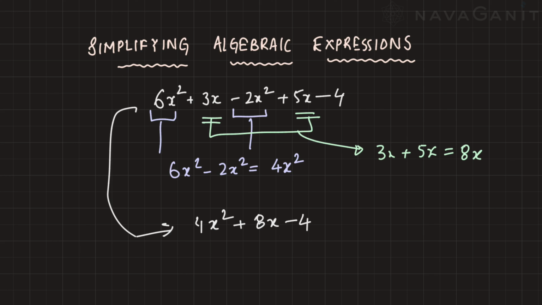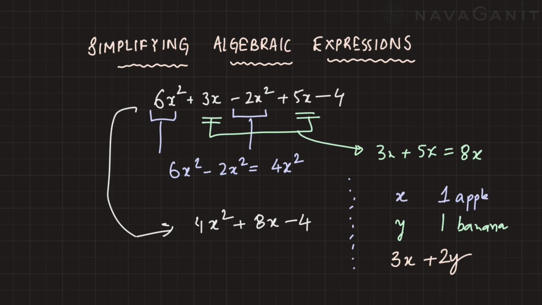Say we have a real life example. Imagine you're buying fruits. Let us assume that x represents the cost of one apple, and say y represents the cost of one banana. Now if you buy 3 apples and 2 bananas, the total cost would be 3x because of 3 apples, plus 2y because you're buying 2 bananas. So here 3x and 2y are unlike terms because they represent different fruits.